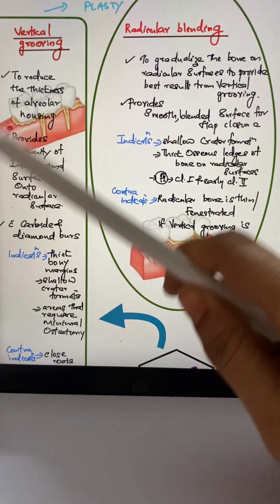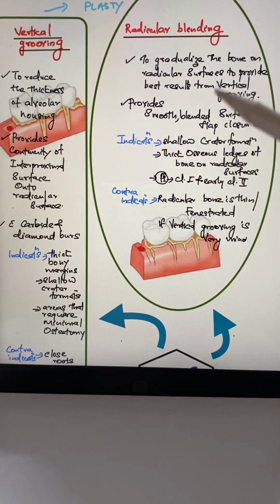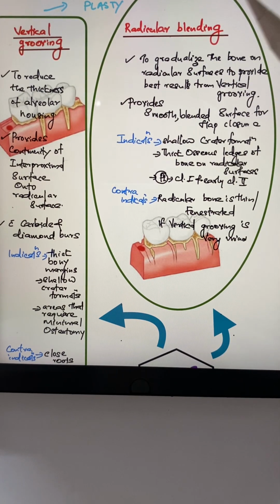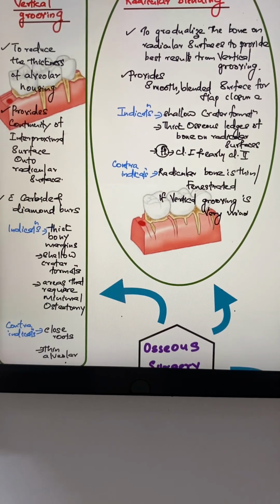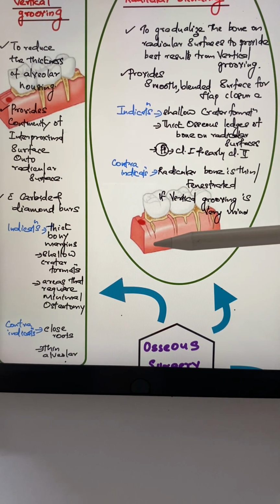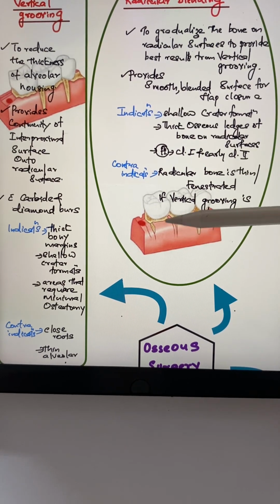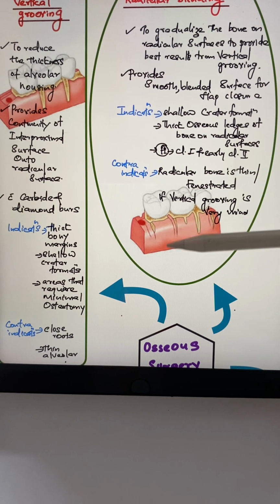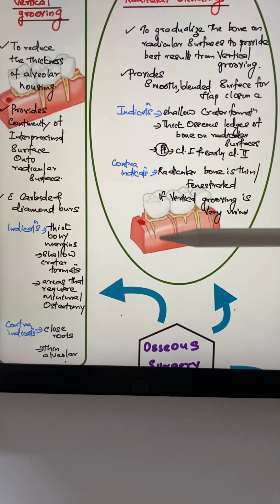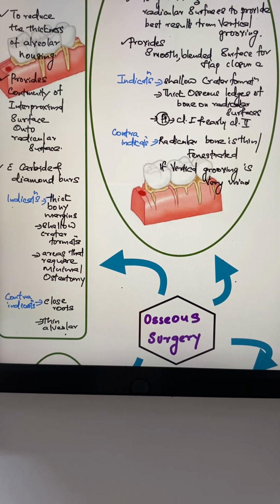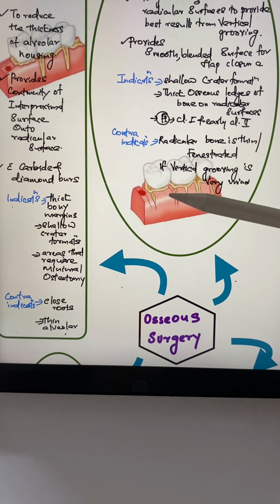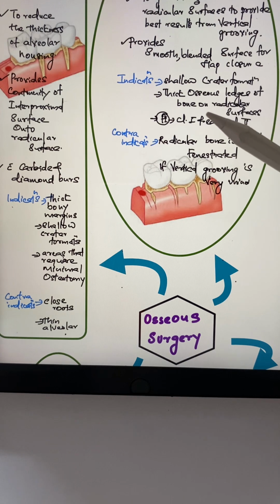And after the vertical grooving procedure, we need to do the radicular blending. And why we do this radicular blending procedure is to gradualize the bone on the radicular surface to provide the best results from the vertical grooving. And this gives a smooth blended surface for the flap closure. And the indications are shallow crater formation and thick osseous ledges of bone on radicular surfaces, and a percussion involvement class 1 or early class 2. In these cases we can do this procedure.